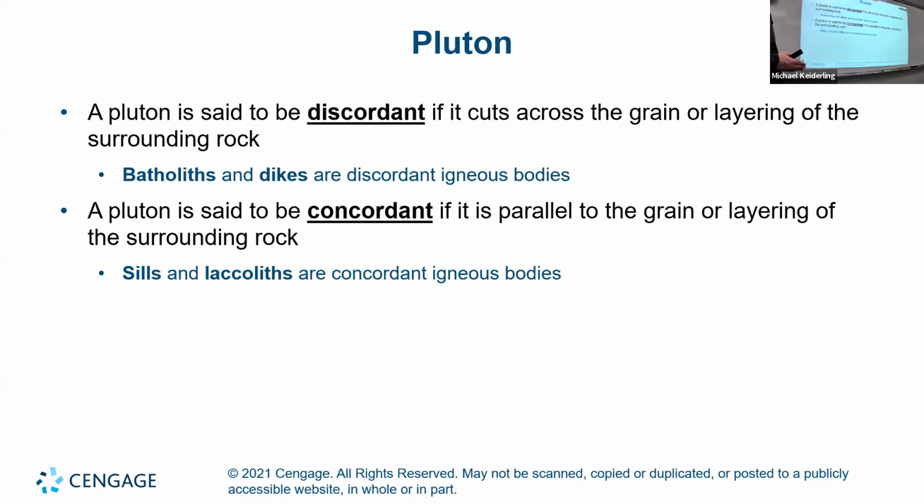If it cuts across the grain or layering of the surrounding rock, it is discordant. So discordant plutons cut through layers of rock. Some examples of these are batholiths and dikes. And a pluton is said to be concordant if it is parallel to the grain or layering of the surrounding rock. So it goes between the layers of the existing rock. It doesn't cut through them. And some examples of those are sills and laccoliths.